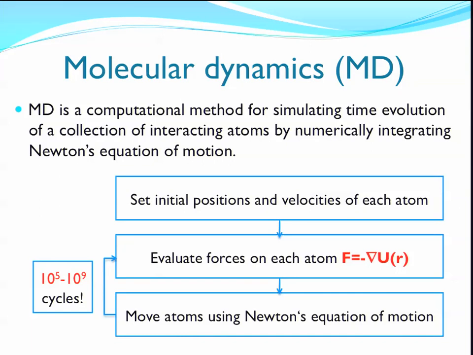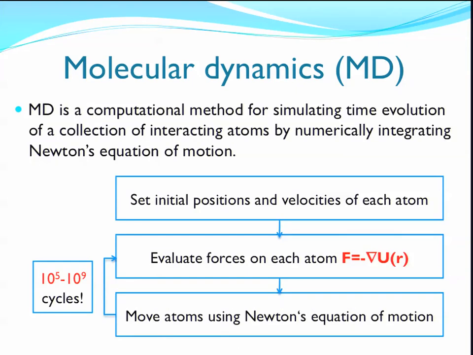Here I show a very simple outline of a typical molecular dynamics simulation. After setting initial positions and velocities for each atom, we evaluate the forces exerted on each atom by its neighbors. And then we propagate atoms using Newton's equations of motion. There are actually two important points that I want to emphasize here.